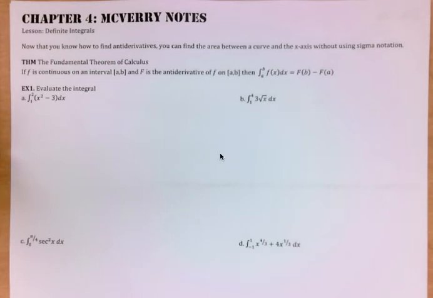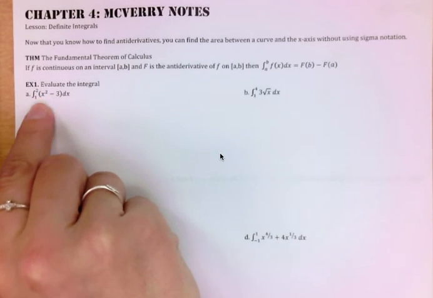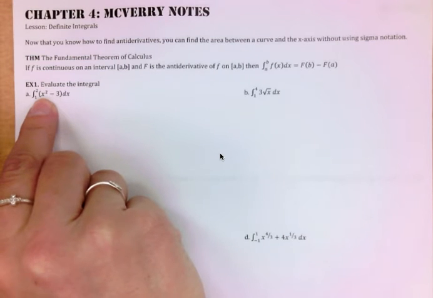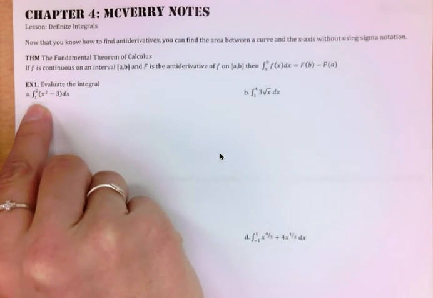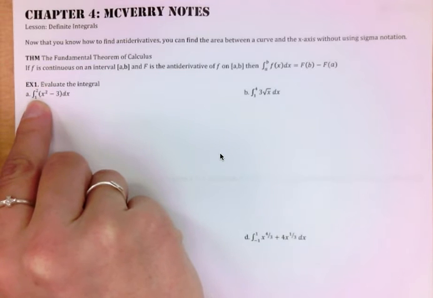This lesson is on definite integrals. So we have done indefinite integrals, and that's when you have an integral without these a and b values. So we've done indefinite integrals, so now we're going to do definite ones. Definite ones are where you actually have the numbers for a and b.